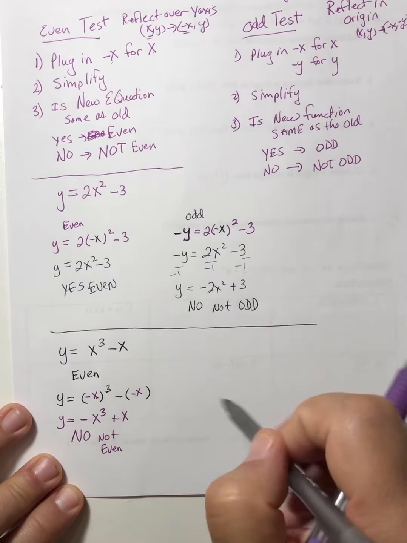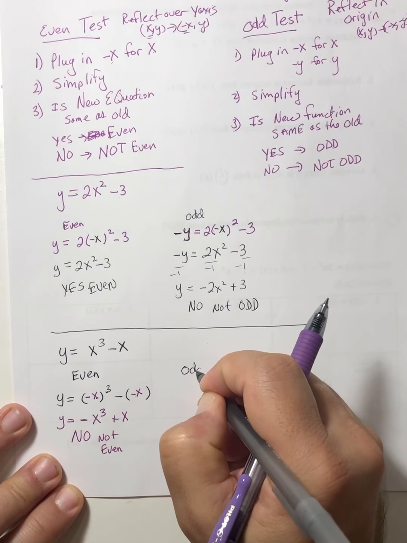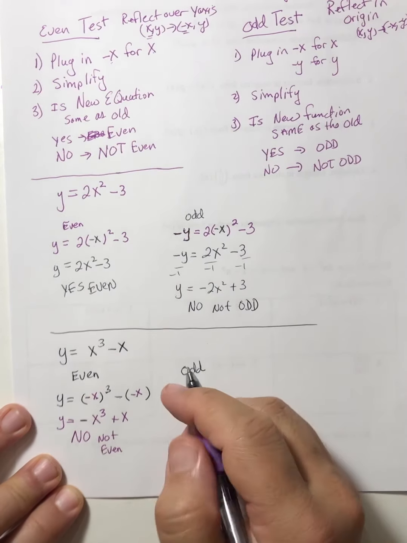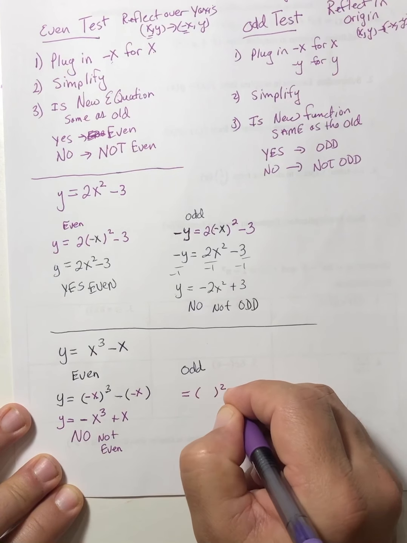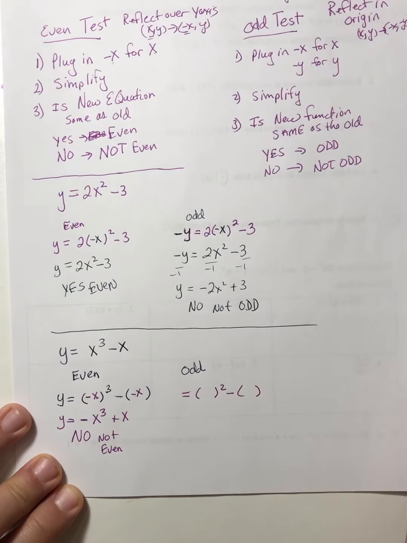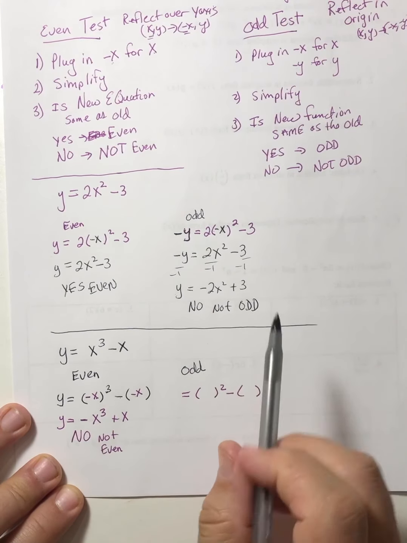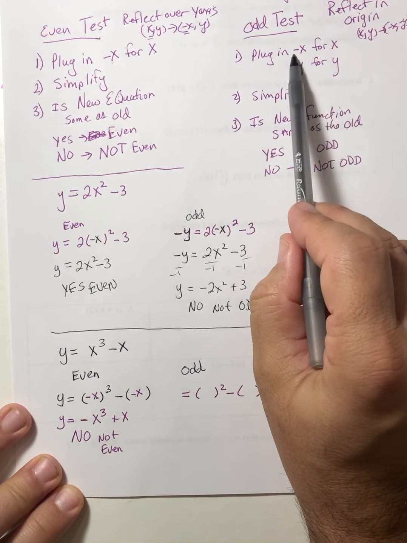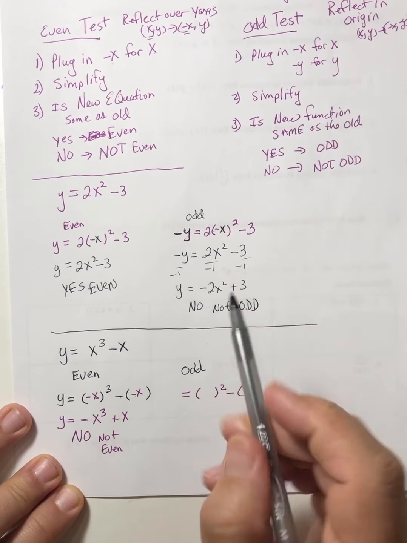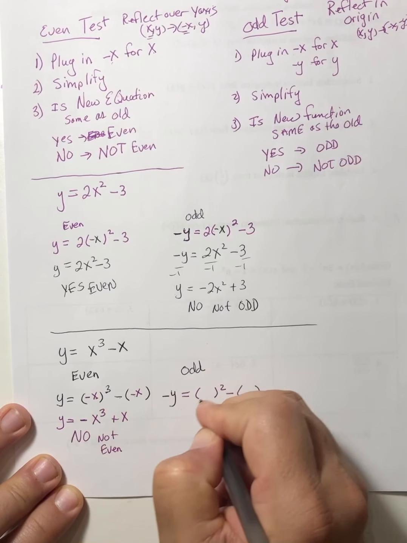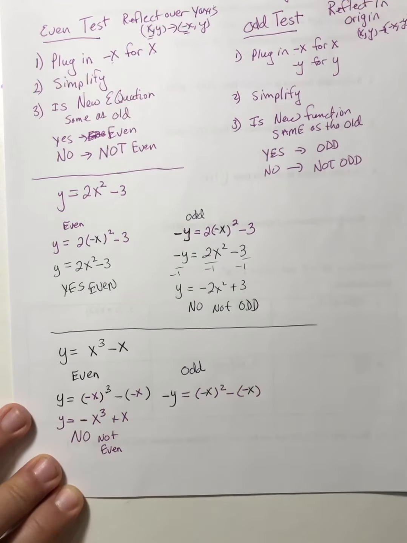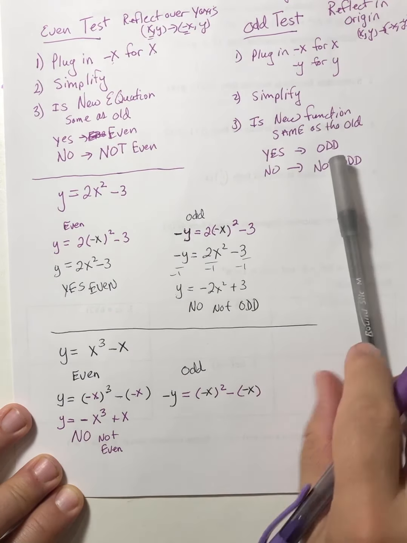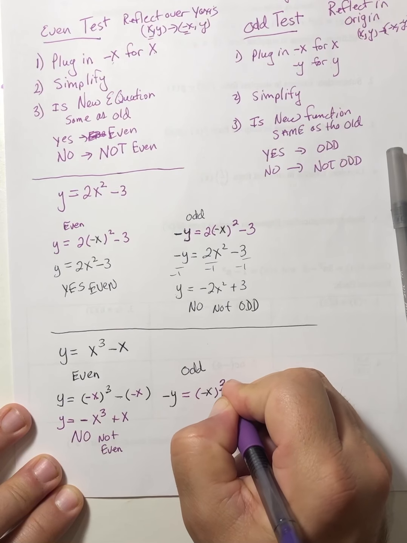Now we're going to do the odd test. Y equals blank cubed minus blank. Remember, negative x for x, negative y for the y. So here we have our negative y. Here we have our negative x's. Ooh, this is a cube. That should be a cube.